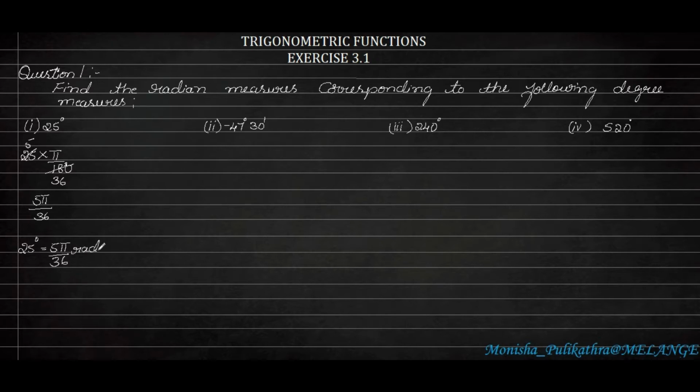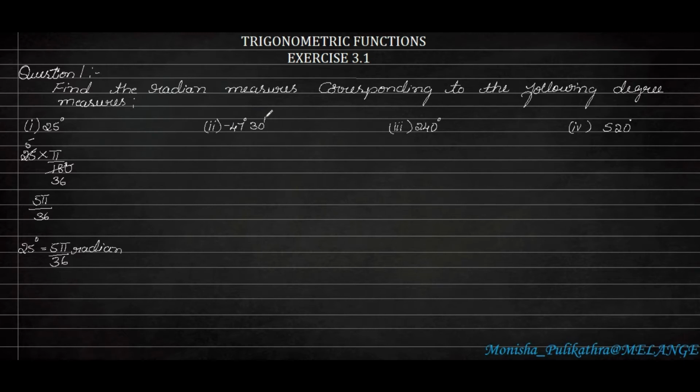So this is the way of converting degree into radian. This 25 degree is equal to 5 pi by 36 radian. I hope you understood this. So moving on to the second one, here a little bit of a twist is given. Instead of only degree, they have given minutes also.